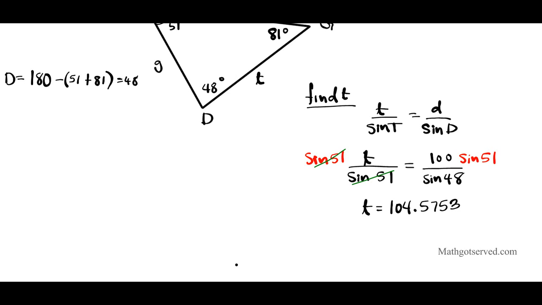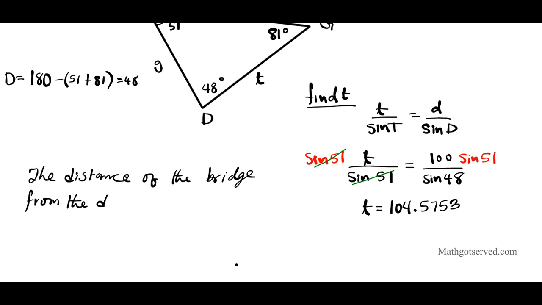We have to write down what the answer means. It means that the length or the distance of the bridge from the dock to the gazebo is 104.5753. What's the unit here? It's going to be yards. So there goes our final answer.